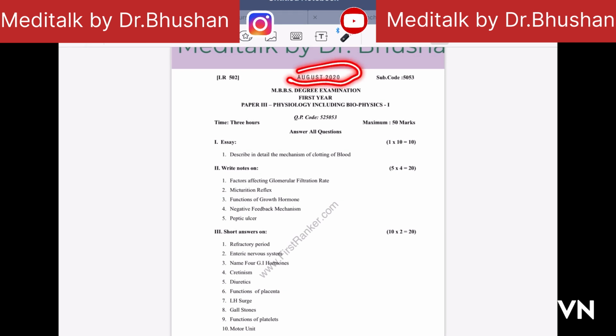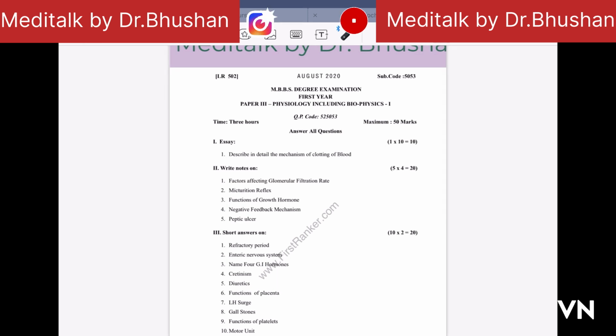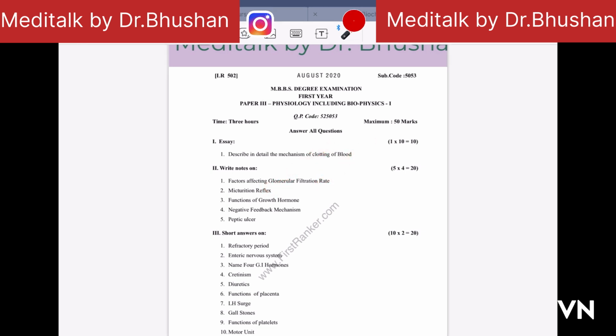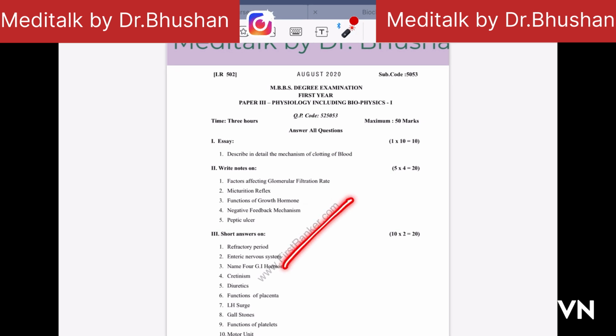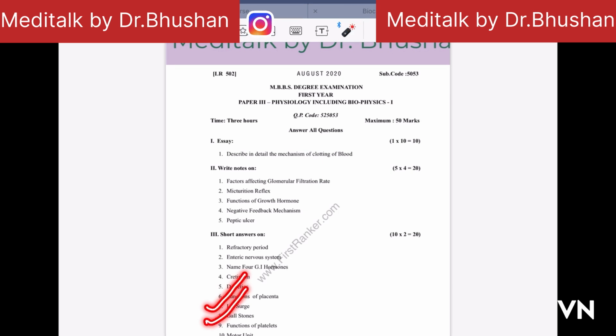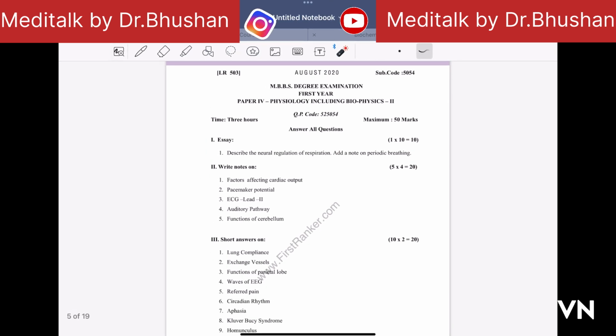Next, August 2020. First paper. The essay question was: describe in detail the mechanism of clotting of blood, intrinsic and extrinsic pathway. Then write notes. Second part: factors affecting the glomerular filtration rate, micturition reflex, function of growth hormone, negative feedback mechanism, peptic ulcer. Third, short note answers: refractory period, enteric nervous system, name 4 GI hormones, cretinism, diuretics, function of placenta, LH surge, gallstones, function of platelet, and motor unit.